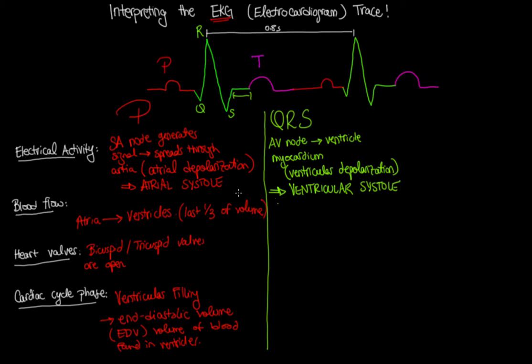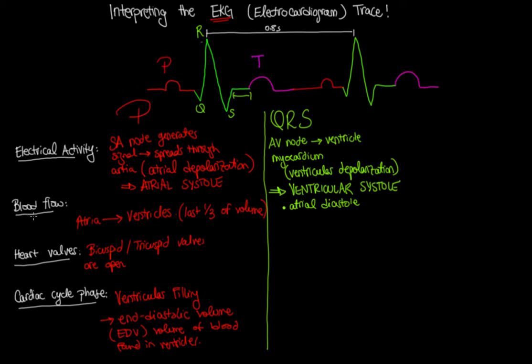I do want to point out that after your atria contract, they need to relax. And so this here is also going to overlap with atrial diastole, also taking place in the QRS phase. However, because this atrial diastole is such a weak signal, it's usually overshadowed by the large ventricular event, but it does take place at the same time as ventricular depolarization.